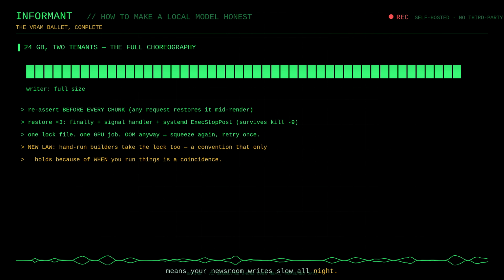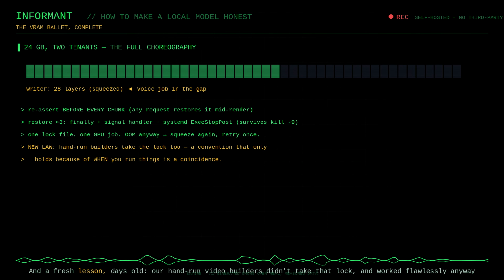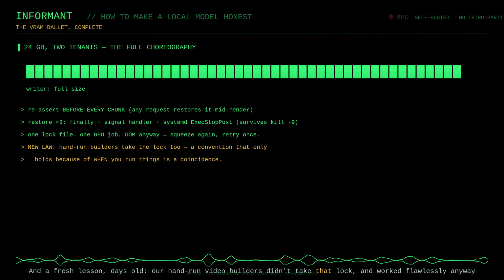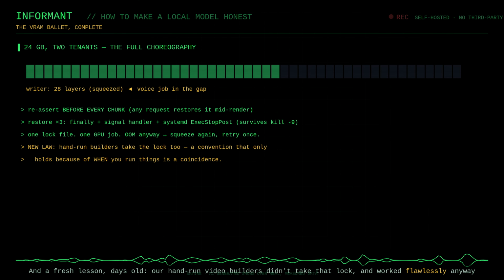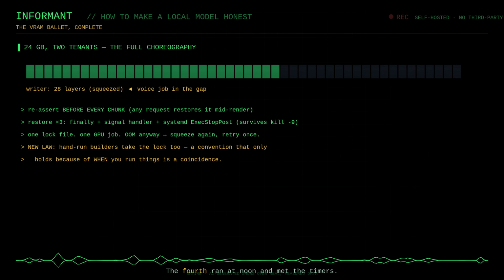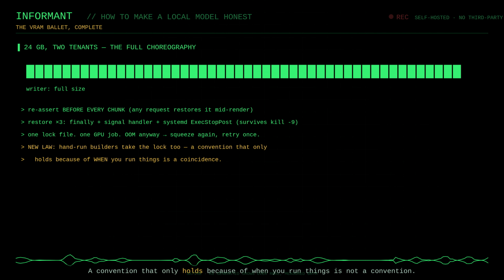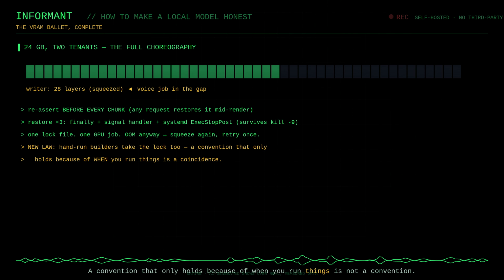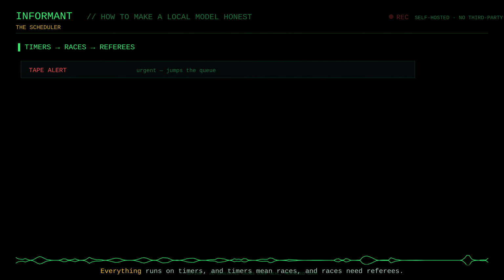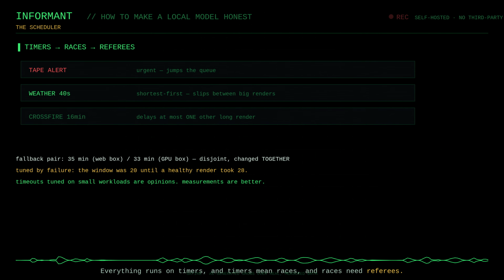writes slow all night. One lock file serializes every GPU job, and a fresh lesson, days old: our hand-run video builders didn't take that lock and worked flawlessly anyway, for 3 films, all rendered at night. The 4th ran at noon and met the timers. A convention that only holds because of when you run things is not a convention. It's a coincidence. Everything runs on timers, and timers mean races, and races need referees.